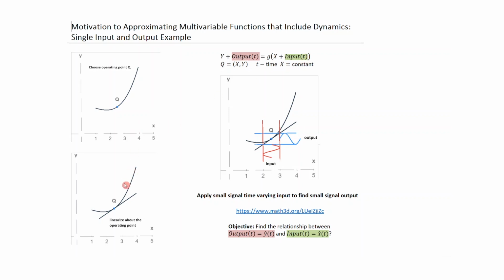If we then look at the graph on the bottom left, what we would like to do is to approximate this curve by a straight line, which is a tangent line tangent to the point Q, which again has coordinates X and Y.